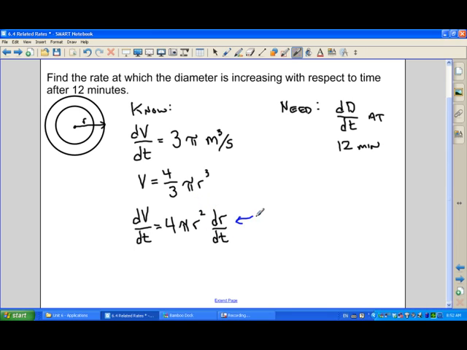We're trying to solve for dr by dt. So since we're trying to solve for dr by dt, we need to somehow eliminate the variable r squared. And we can do that by using the fact that we're trying to find the change in diameter with respect to time at exactly 12 minutes.